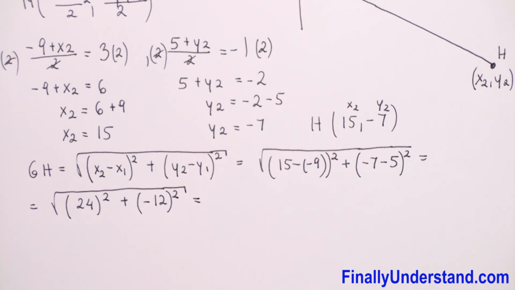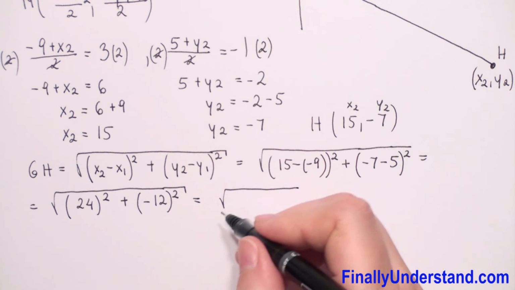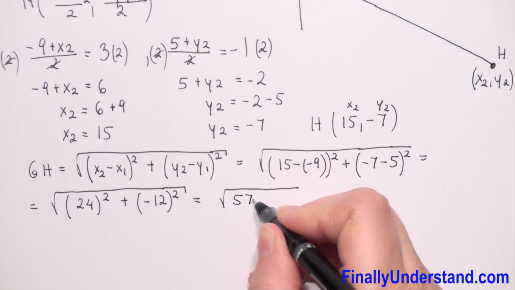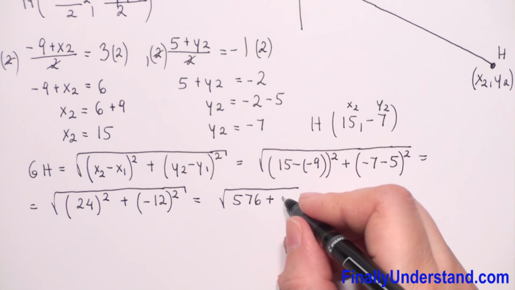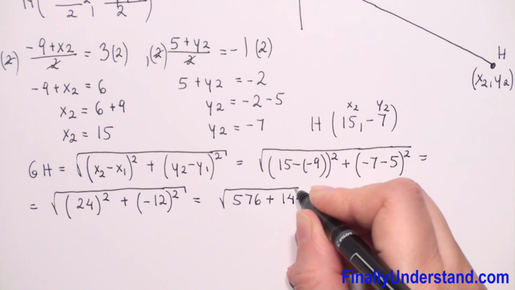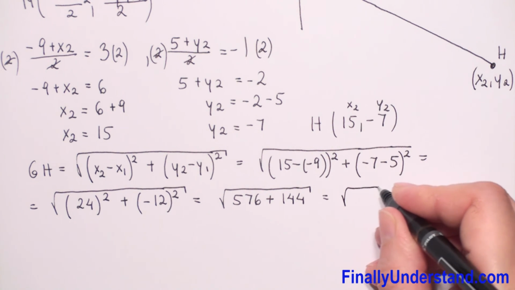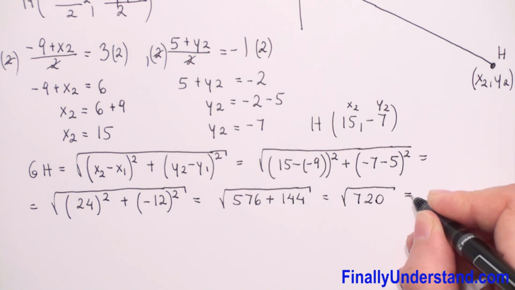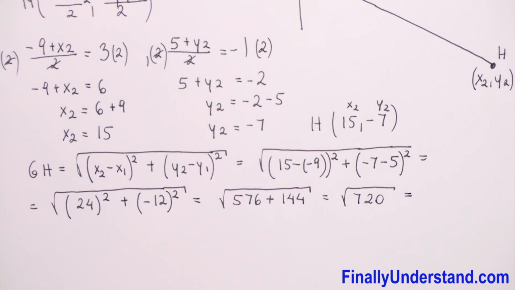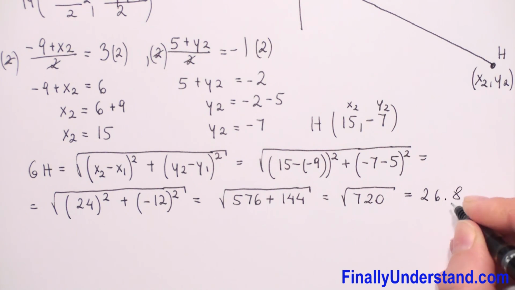So this is equal to the square root of 24 to the second power, which is 576, plus negative 12 to the second power, which is 144. So this is equal to the square root of 720. So this is approximately equal to 26.8 units. This is my solution.